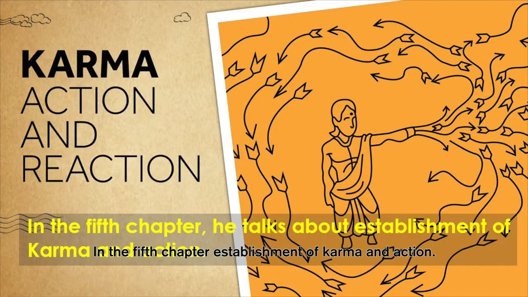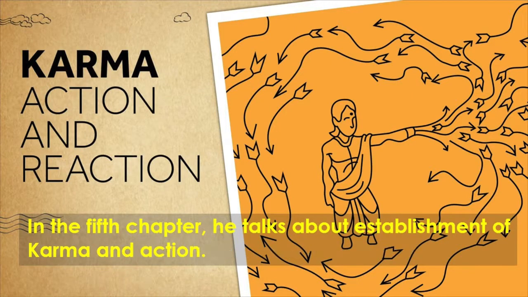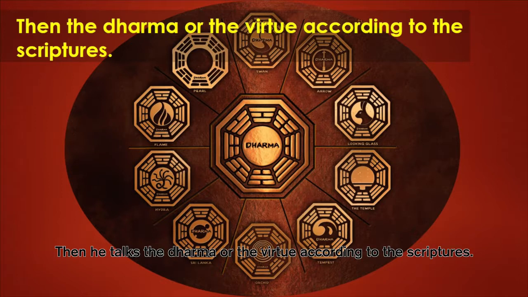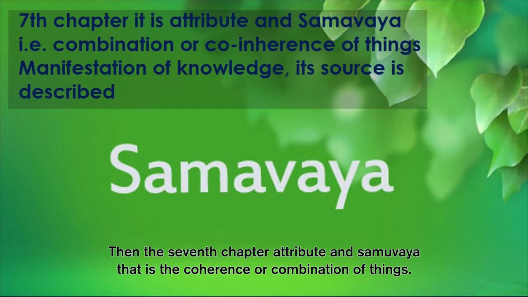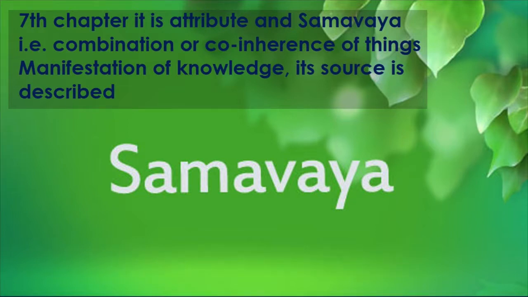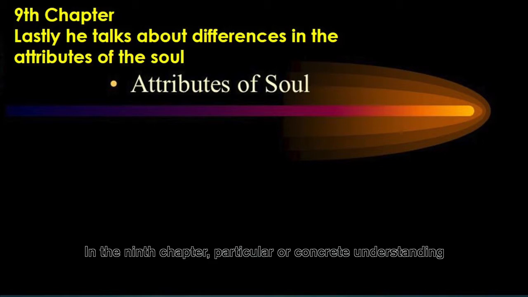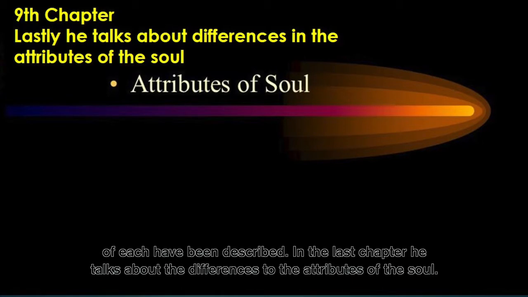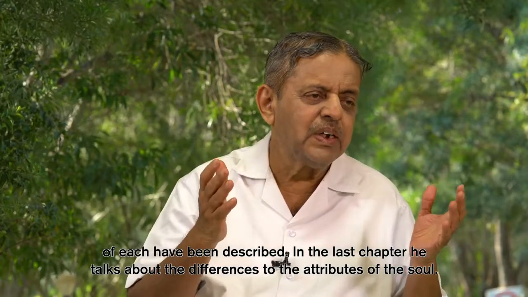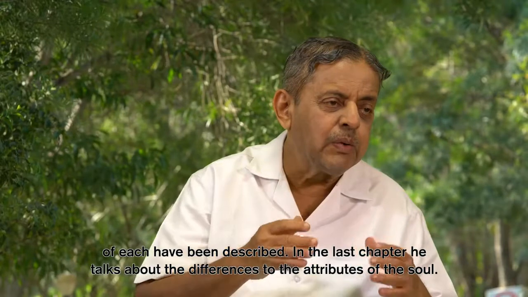In the 5th chapter, establishment of karma and action. Then he talks about the dharma or the virtue according to the scriptures. Then the 7th chapter, attribute and samavaya, that is co-inherence or combination of things. The manifestation of knowledge, its source and so on are described in the 8th chapter. In the 9th chapter, particular or concrete understanding of each have been described. And in the last chapter, it talks about the differences to the attributes of the soul.